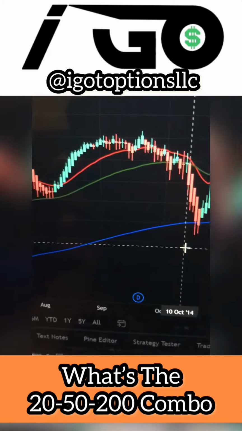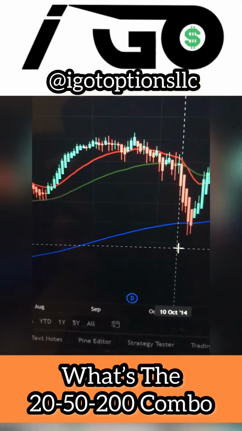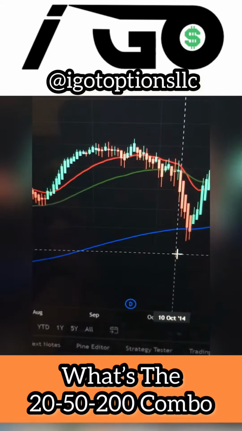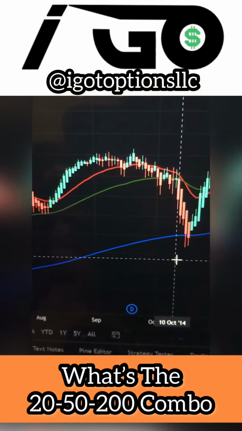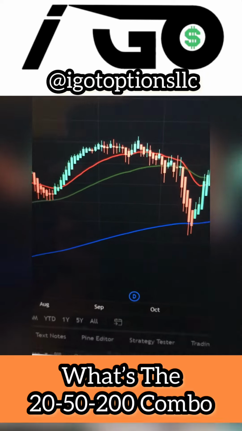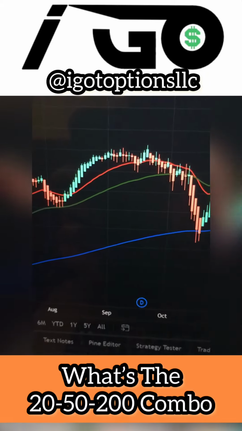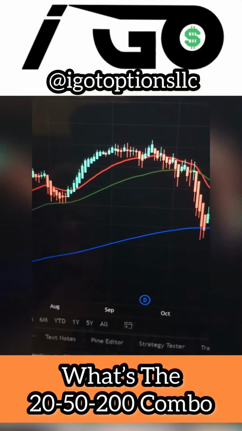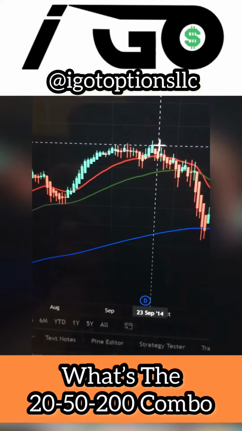Now, the reason this combination of indicators exists is because these are some of the most commonly used indicators that traders and investors use when it comes to technical analysis. You might be wondering, how do you use them? It's like support and resistance.